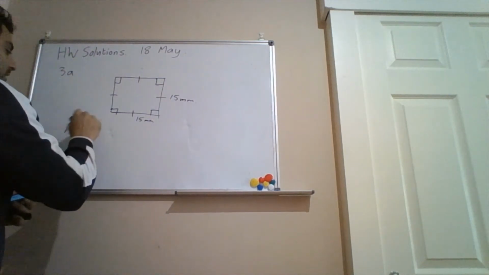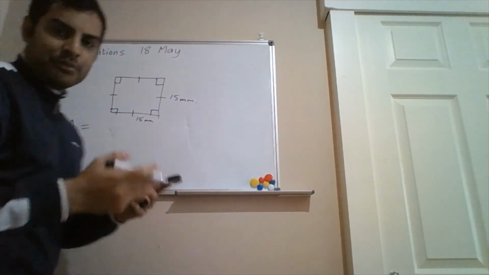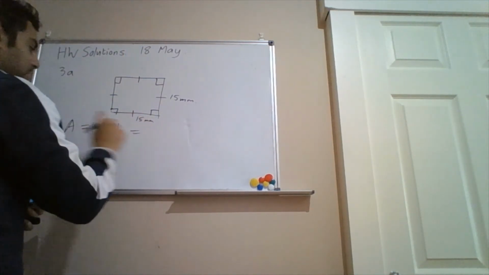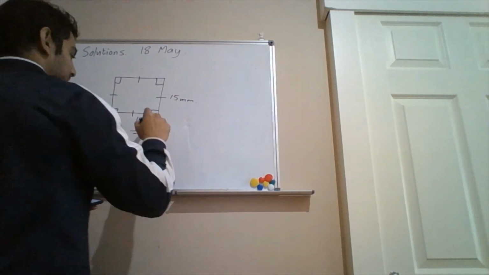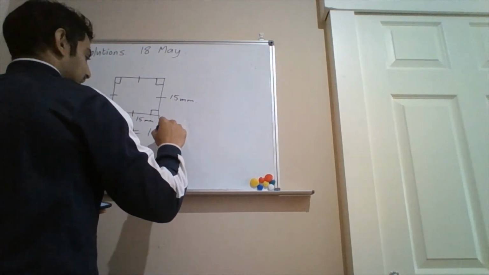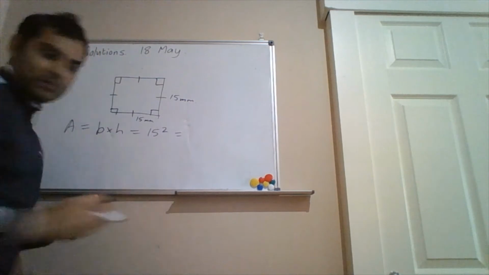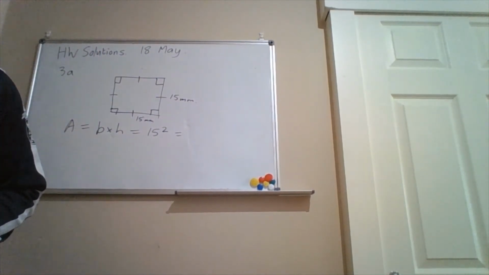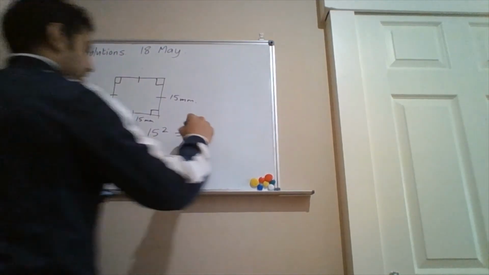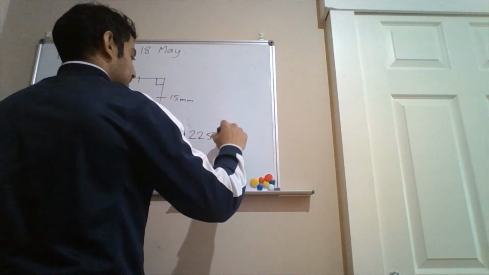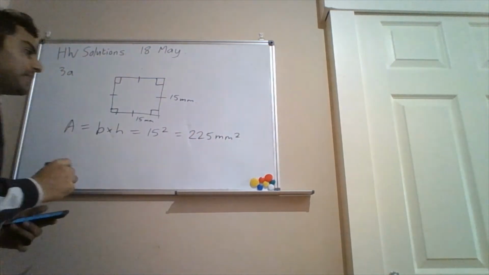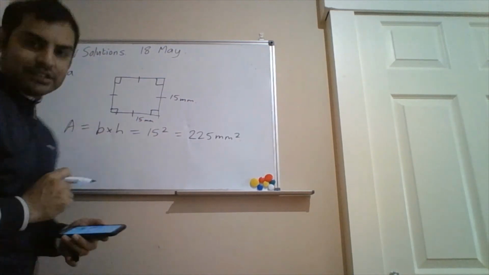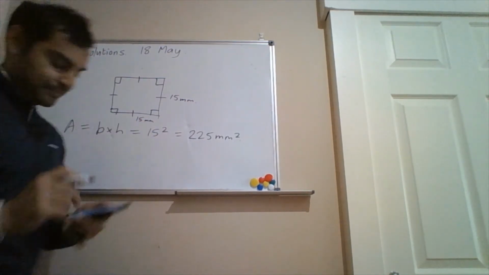And our area equals, it's the same formula as that for a rectangle. It's equal to base times height, but the value of the base and the height are the same. They're both 15. So it's equal to 15 squared, which should be 225. 15 squared, yes, 225, and our unit is millimeters squared. Okay, so for a square, you can think of the area as a side squared, so 15 squared.